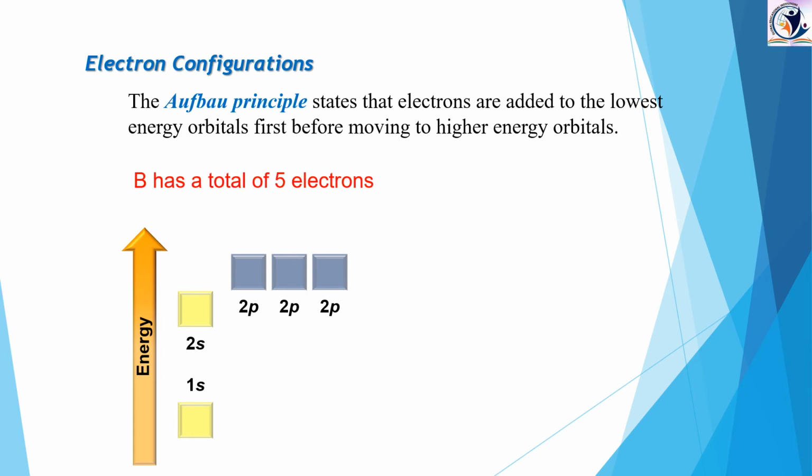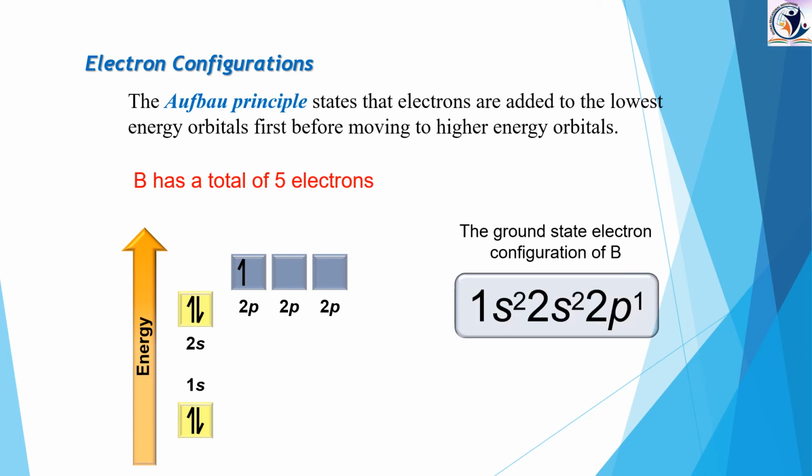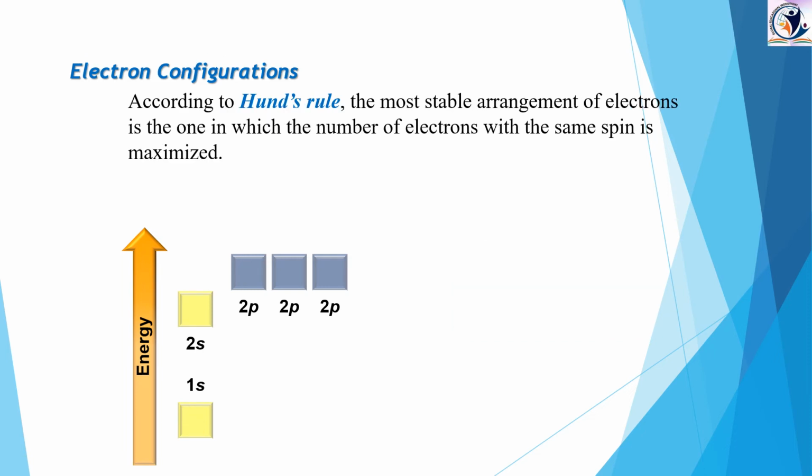Okay, now let's see the next example. Boron has a total of 5 electrons. How will these 5 electrons be arranged? 1, 2, 3, 4, 5. See, 1s2, 2s2 again, but 2p1. The ground state electronic configuration of B is 1s2, 2s2, 2p1. Good. Now, let's see the next rule, children.